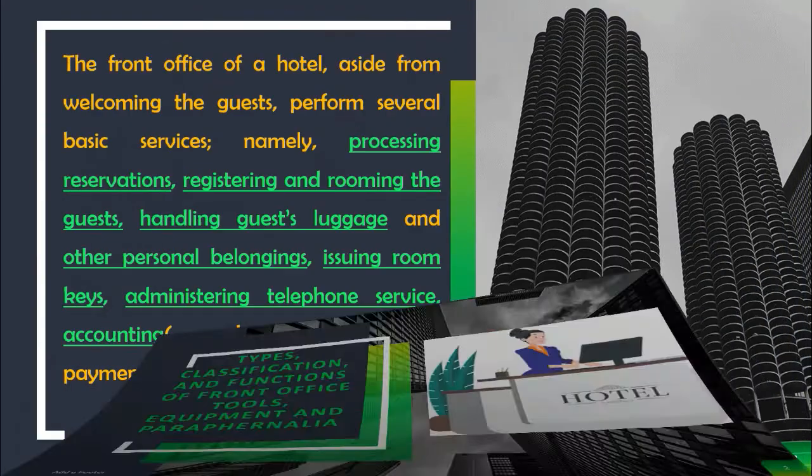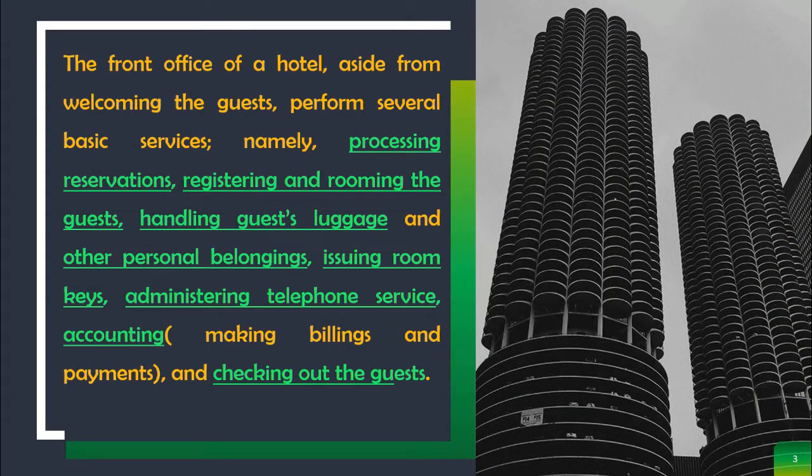Okay, the first one. The front office of a hotel, aside from welcoming the guest, performs several basic services, namely processing reservations, registering and rooming the guests, handling guest luggage and other personal belongings, issuing room keys, administering telephone service, accounting for making billings and payments, and the last one is checking out the guests.